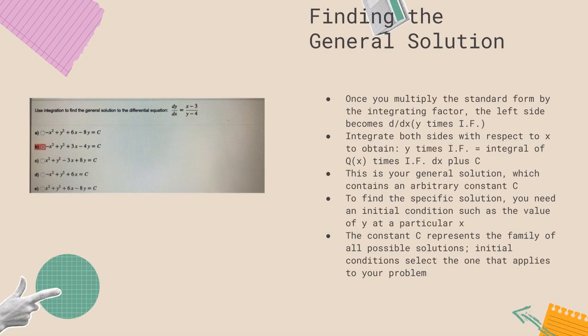To find the general solution, multiply the standard form by the integrating factor. Integrate both sides to get y times IF equals the integral of q of x times IF dx plus c. This general solution contains the arbitrary constant c. An initial condition is needed to find the specific solution for a given problem.